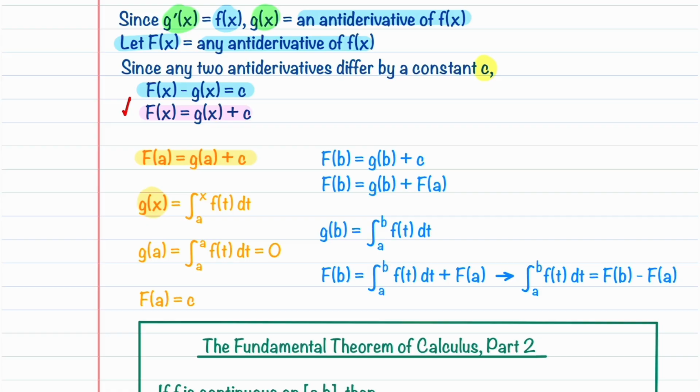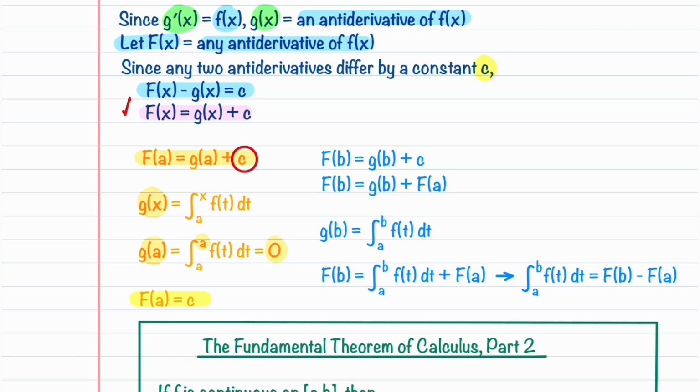Now we're going to let x be equal to a, and notice that a is now in our upper limit, and we're integrating from a to a, so that integral is equal to 0. And we can say that capital F of a is equal to c. Let's put that in our pocket for a minute, and we're going to come back to it.